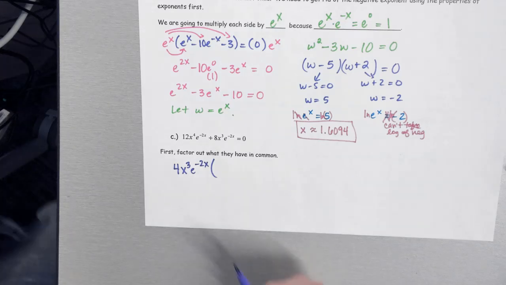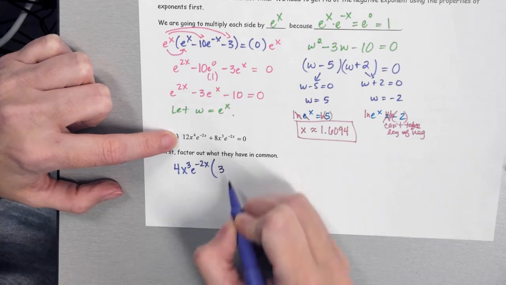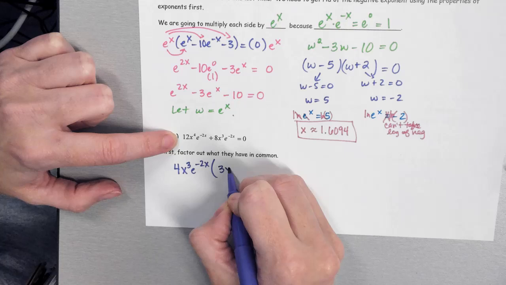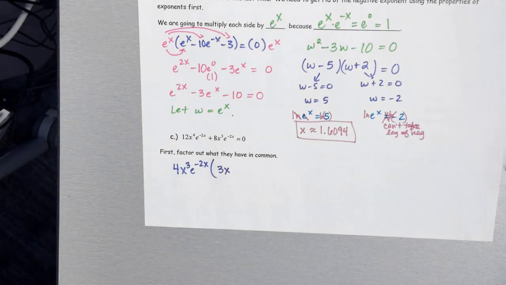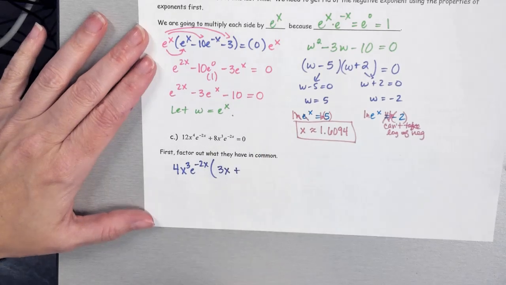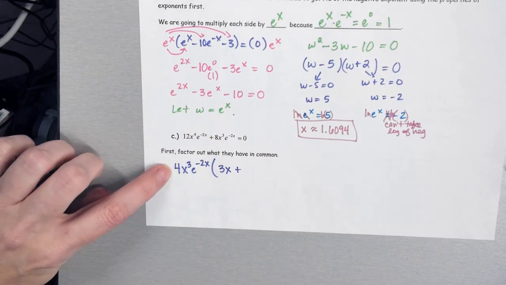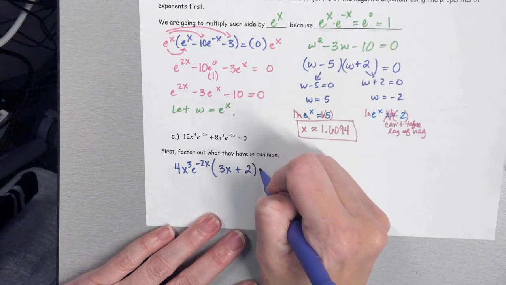Okay, so when you're dividing 12 by 4, you'll get 3. X to the 4 divided by x cubed is x. And then when you divide something by itself, it's going to cancel out. Right? And then when you divide 8x cubed e to the -2x by 4x cubed e to the -2x, what do you get? 2. Good.